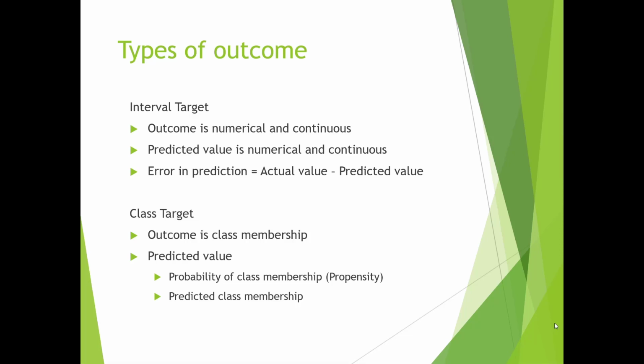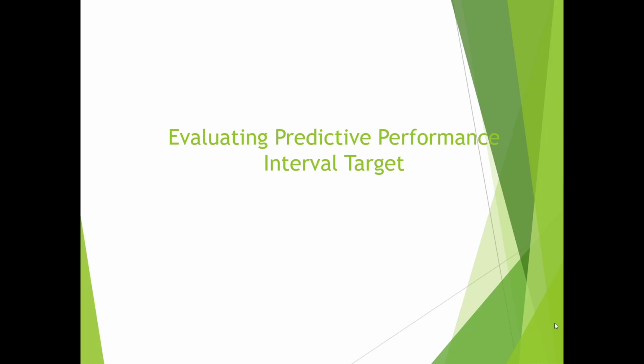And then when you have a class target, usually binary, between yes or no, success or failure, that kind of stuff. If you have a class target, then the accuracy measures that we use for interval targets could be used, but they are not very useful. We need an entirely new set of ways to evaluate performance. So we're going to look at two different kinds of methods. We'll first start with interval target.